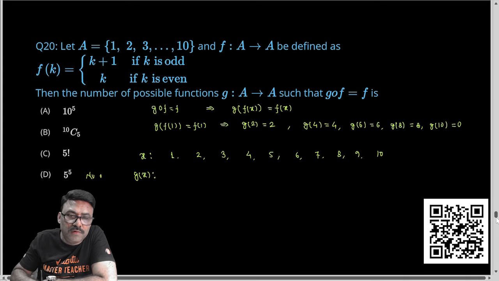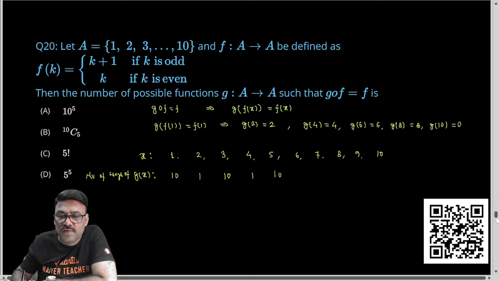Number of ways of g(x). So g(1) can be any one of the 10 numbers. So for g(1), I have 10 options. For g(2), g(2) can be 2 only, so I have 1 option. For g(3), again, I have 10 options. g(4), 1 option. g(5), 10 options. g(6), 1 option, because g(6) can be 6 only. g(7), 10 options. g(8), 1 option. g(9), 10 options. g(10), 1 option.